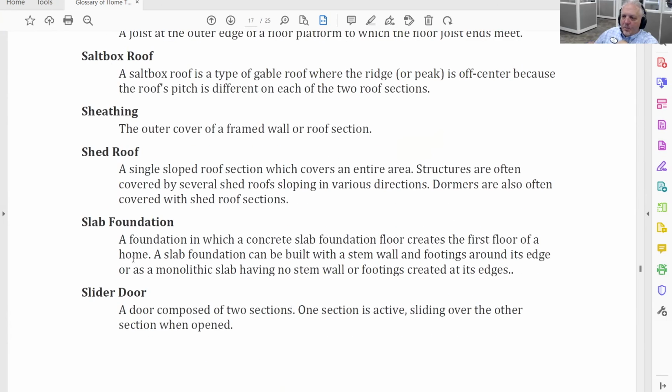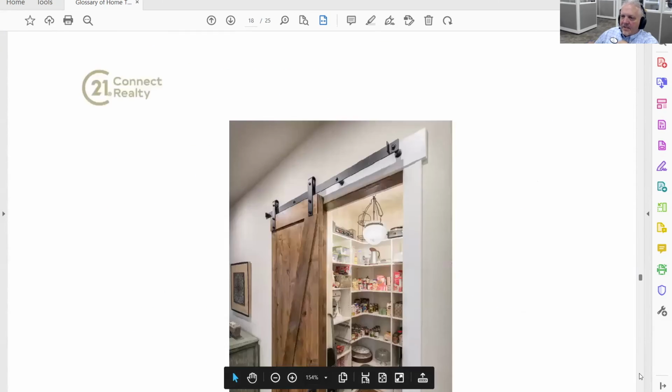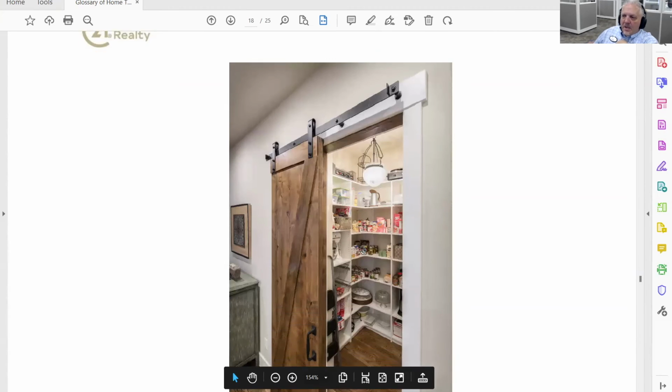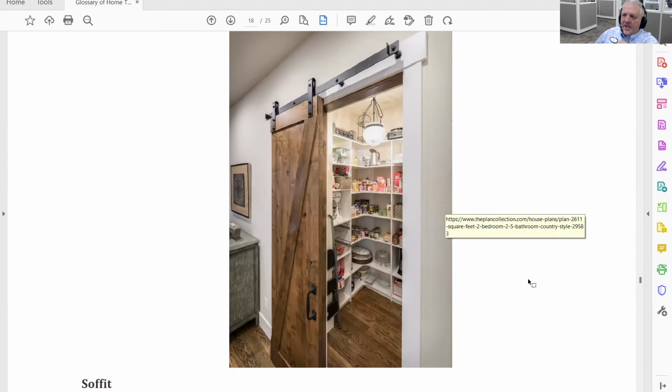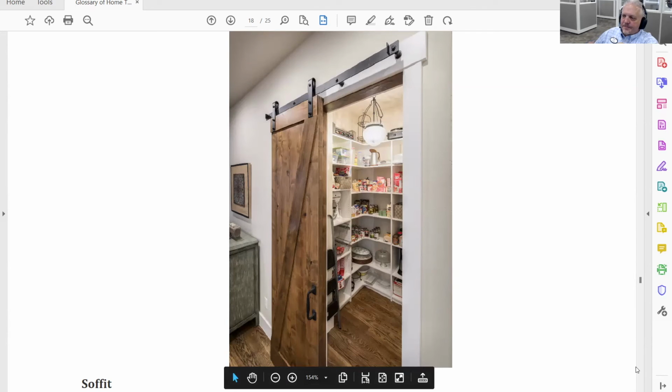We're going to talk about slabs when we go out the next time. How many of us have not seen slider type doors, barn doors in homes? These are very popular these days, and you see them everywhere. But this is an example of a slider type door.